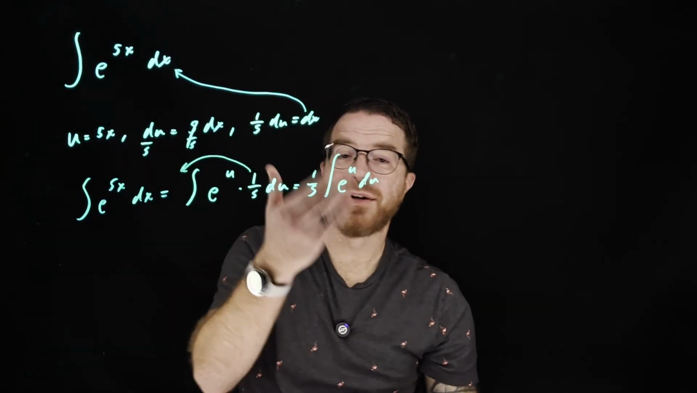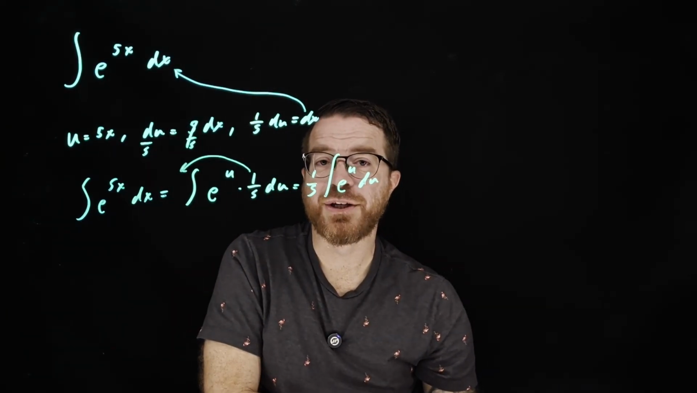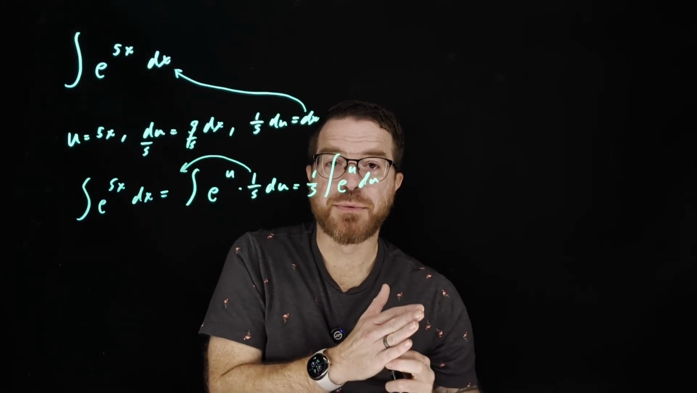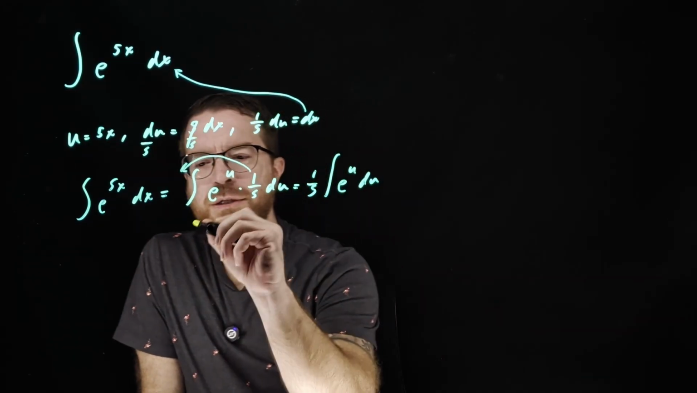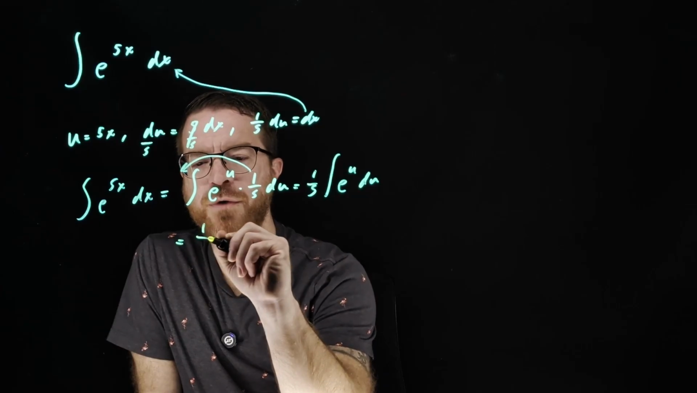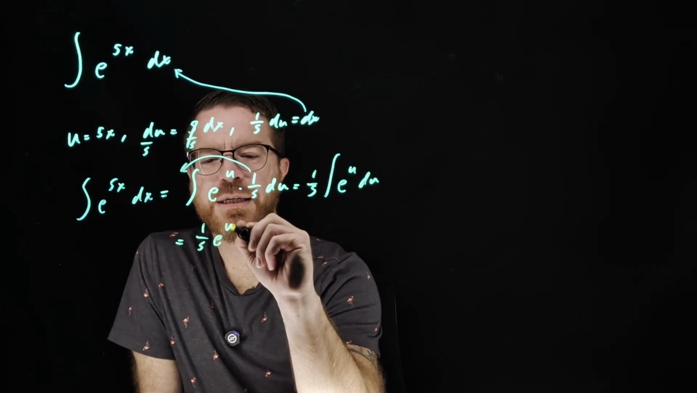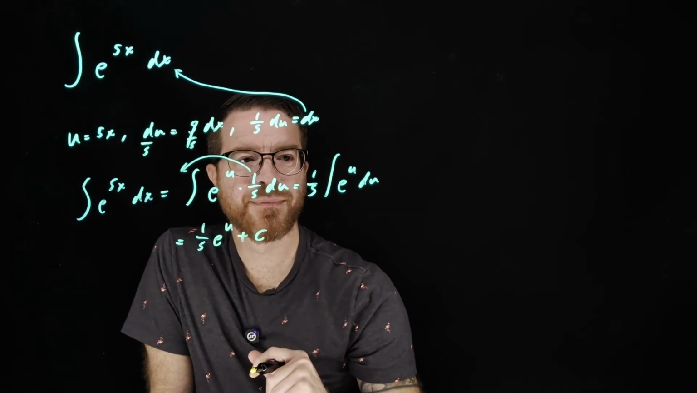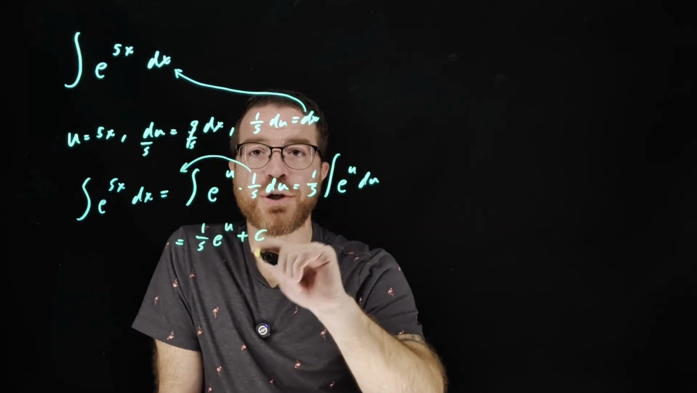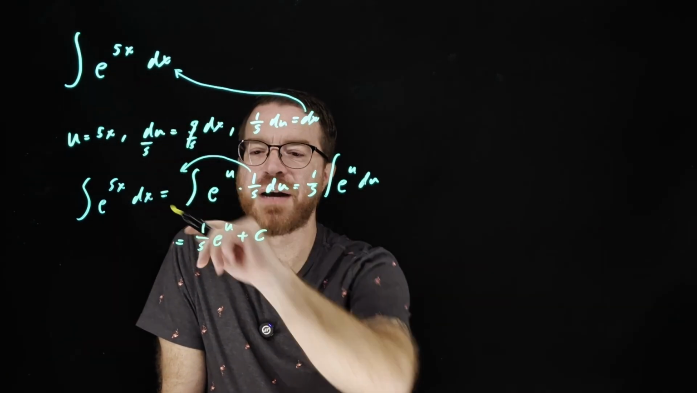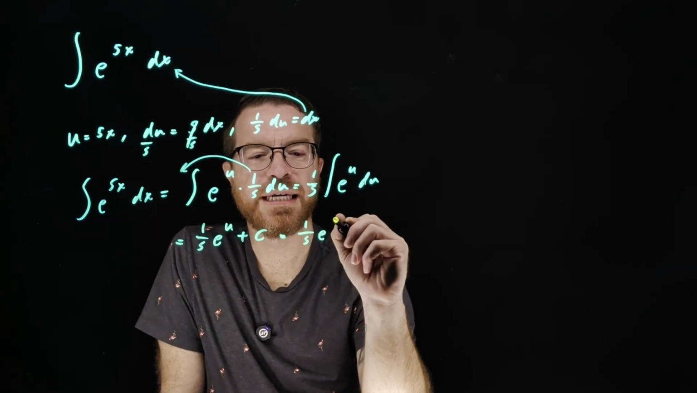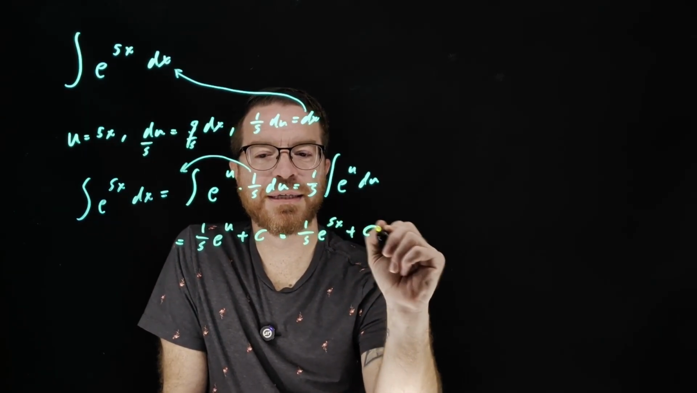So now we just have to figure out the antiderivative of e to the u. Well, the antiderivative of e to the u is just e to the u. So this is going to be 1/5 e to the u plus c. And then the last thing we do is plug our u back in. We said that our u originally was 5x. So this is going to be equal to 1/5 e to the 5x plus c.